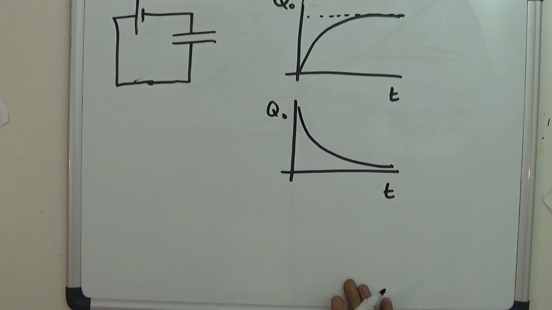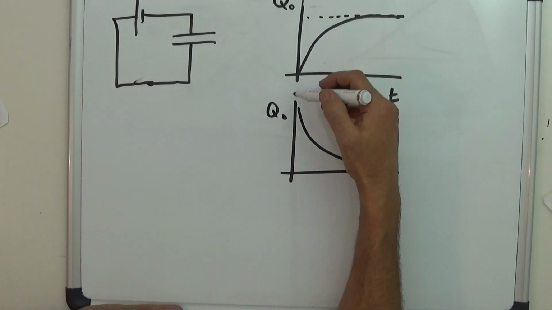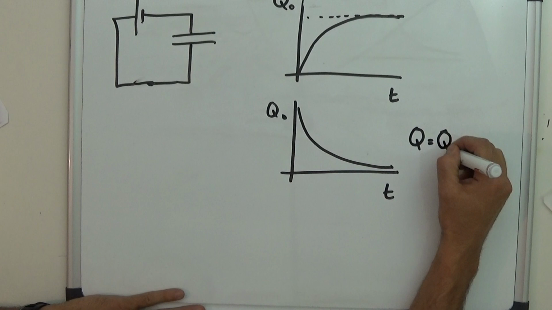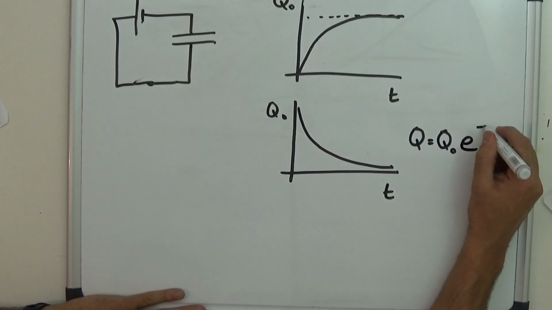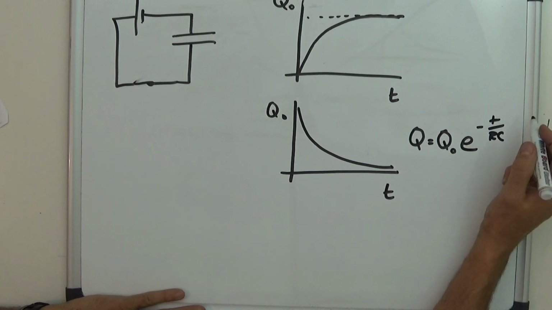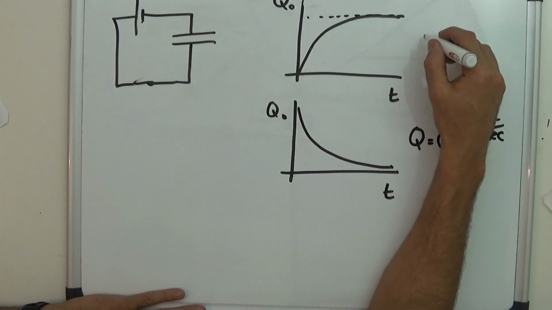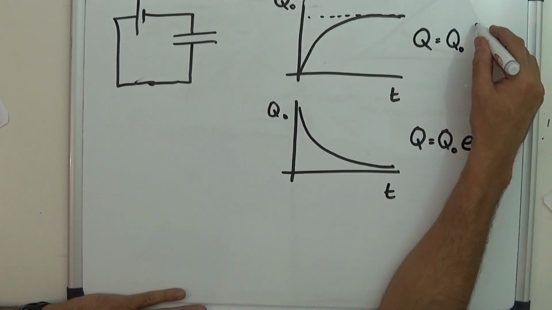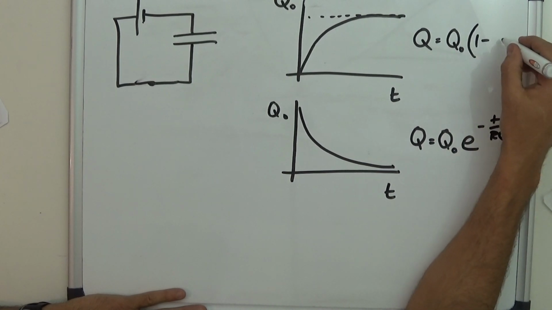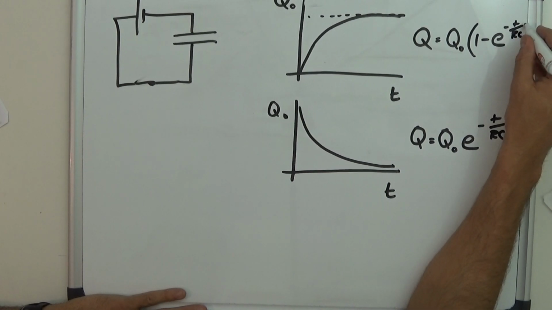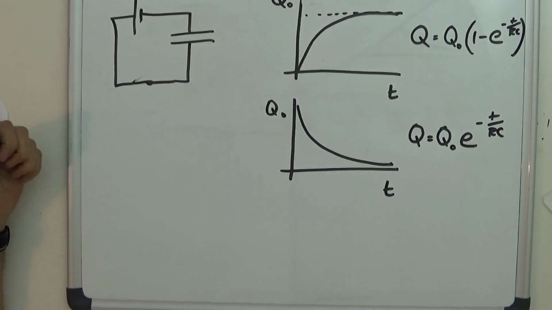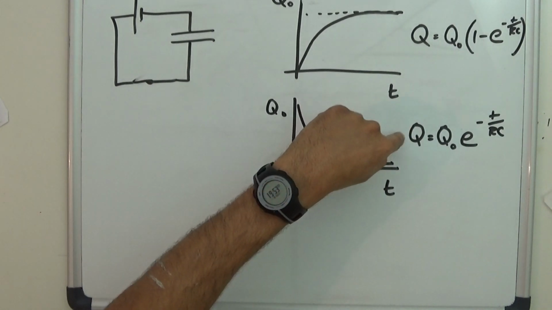Now the maths of this is pretty simple. If it's discharging, we say Q equals Q naught, the full charge, times e to the minus t over RC. And if it's charging, it's Q at any time equals Q naught times 1 minus e to the minus t over RC. That's all there is to that. Now this of course is the same, as I said before, there's three versions. There's the Q, there's the I, and there's the V, and it's the same for both.